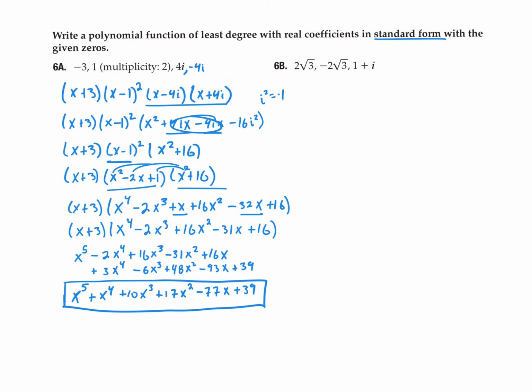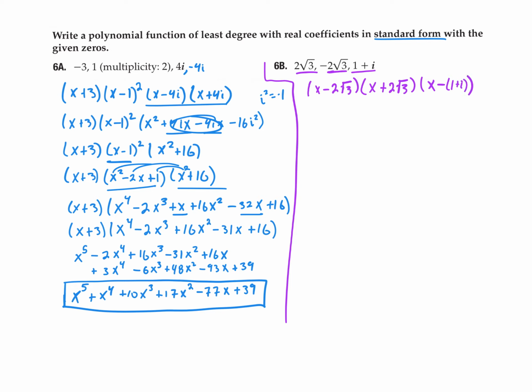Now for this one over here, we're not going to go all the way through because that's going to take forever. But I'm going to have an x minus 2 square roots of 3 from that one. I'm going to have an x plus 2 square roots of 3 from that one. I'm going to have an x minus that thing, 1 plus i. And then because this is complex, I'm going to have its conjugate of that. So I'm going to say x minus the conjugate, which would be 1 minus i.